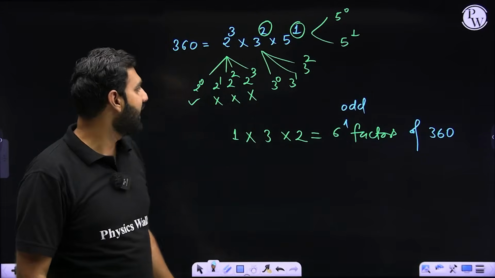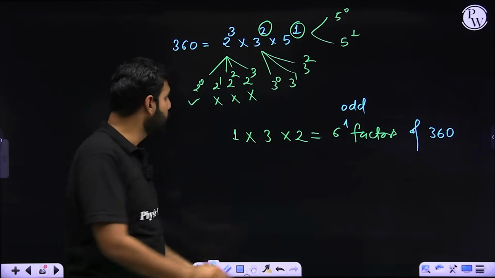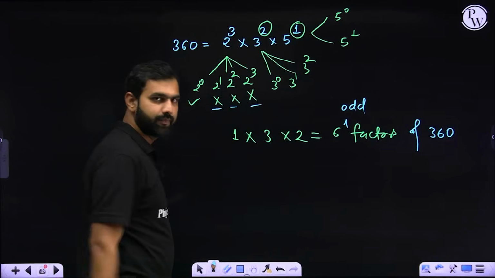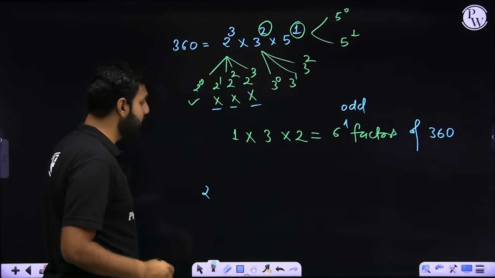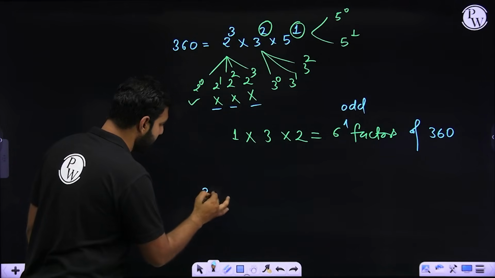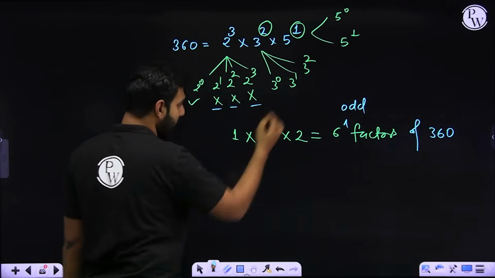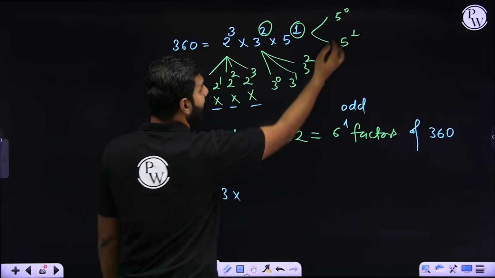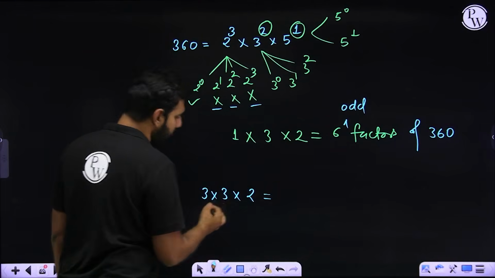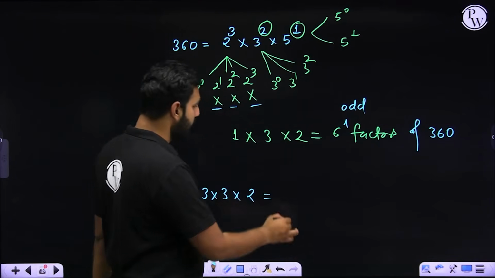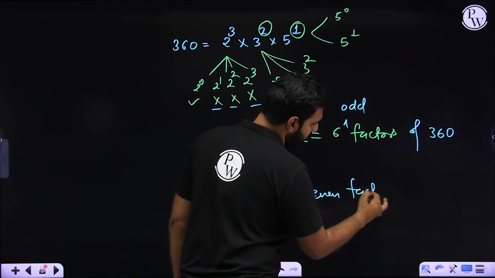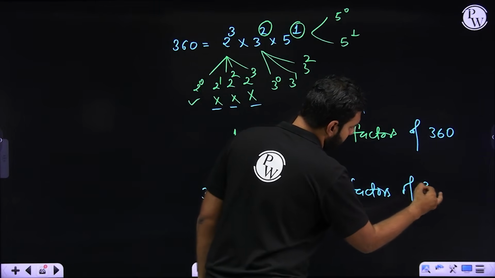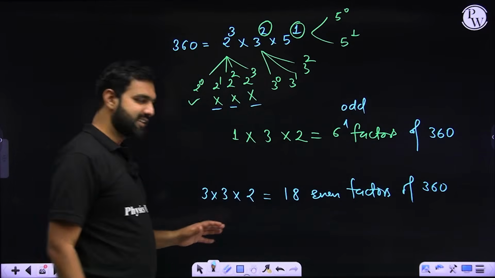Then how many ways can I have that? Sir, now if I am willing to include 2, these are the 3 cases. So if I want to keep the factor even, I need to have a 2, and 2 can be taken in 3 ways. What about having 3? 3 can also be taken in 3 ways. What about having 5? 5 can be taken in 2 ways. So 3 into 3, 9, 9 into 2, 18. So there are 18 even factors of 360.